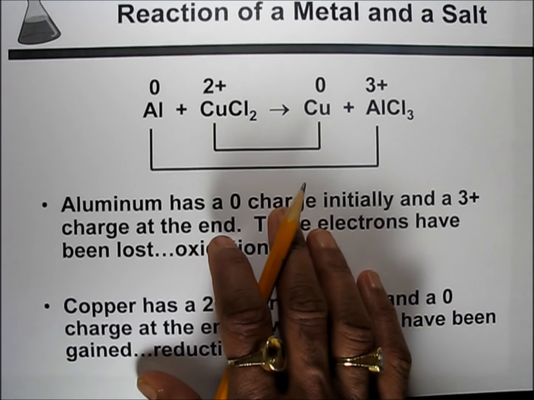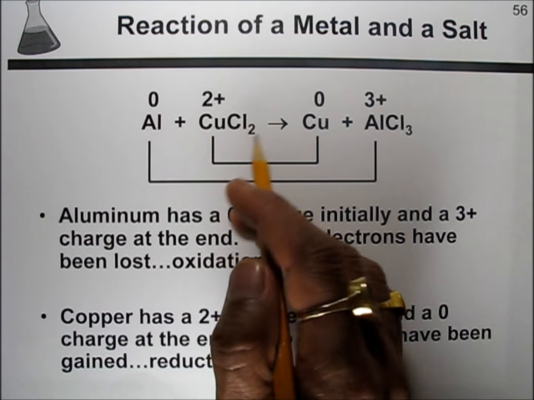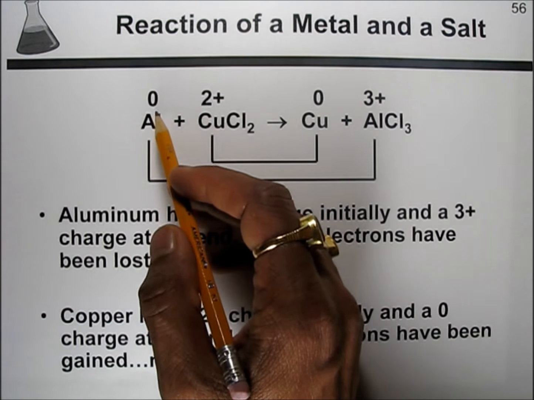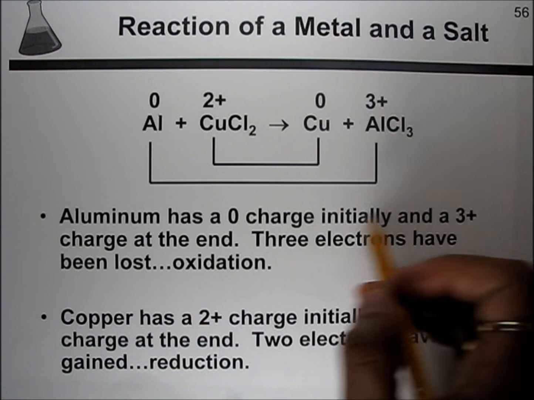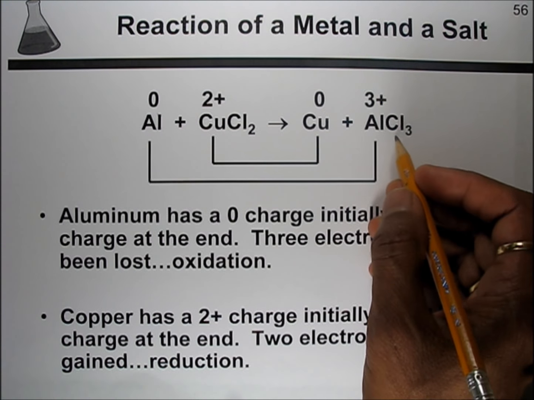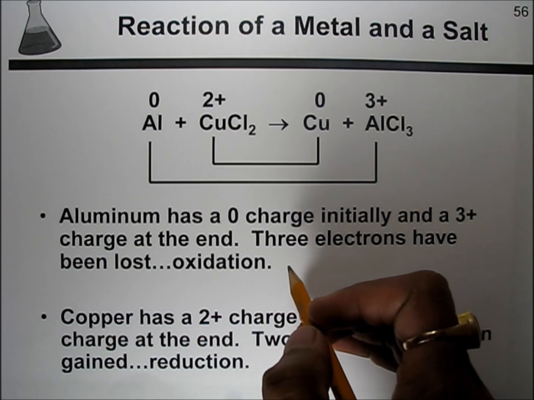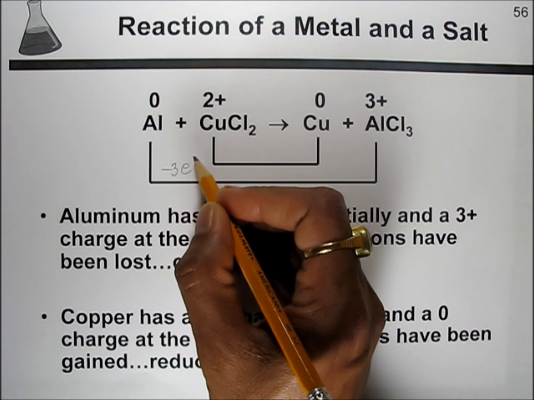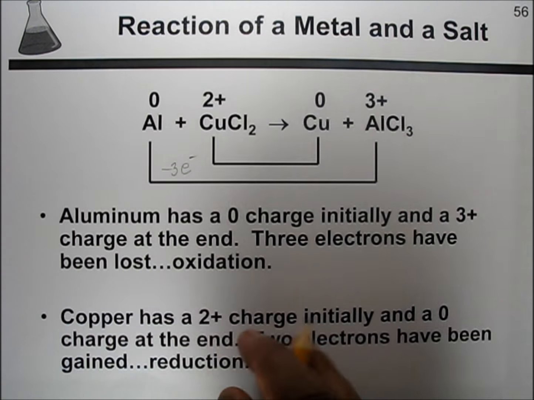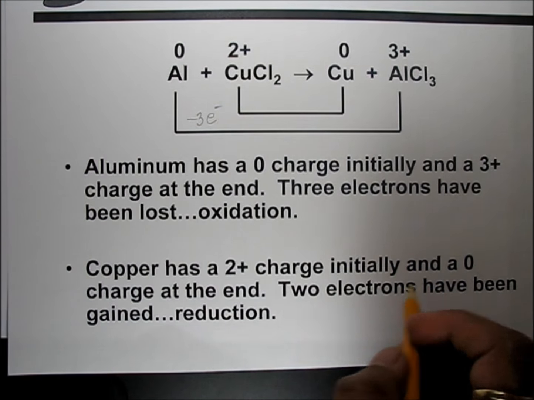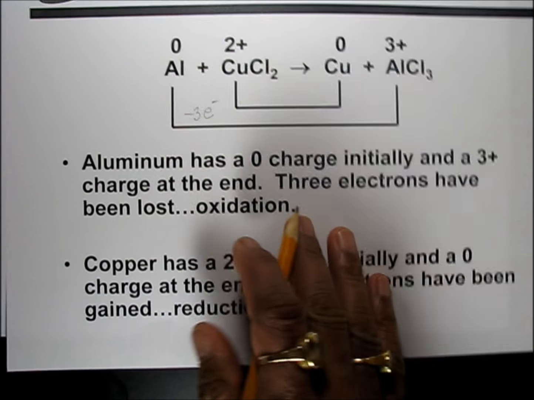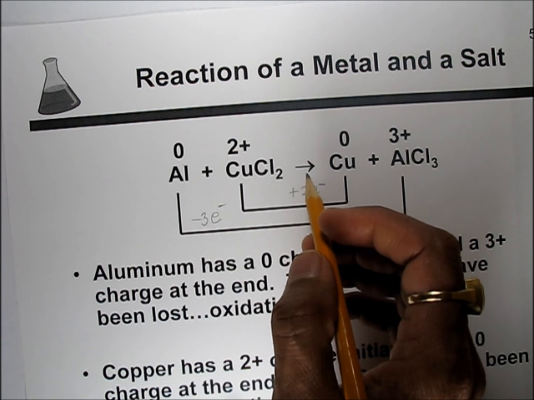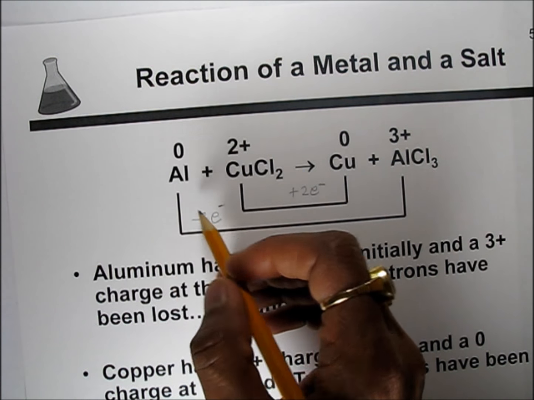In another example, aluminum reacts with copper chloride, and it becomes copper 0 and aluminum chloride. Aluminum has 0 charge initially and a 3 plus charge at the end, because it is attached with 3 chlorines. So aluminum has lost 3 electrons, minus 3. Copper has 2 positive charge initially and a 0 charge at the end, so 2 electrons have been gained. That will be reduction, plus 2 electrons. So copper chloride is reducing and aluminum is oxidizing.